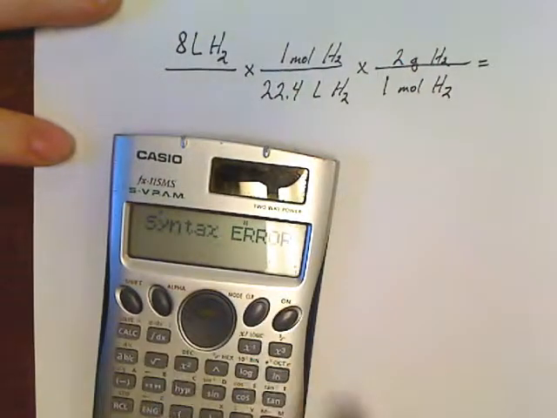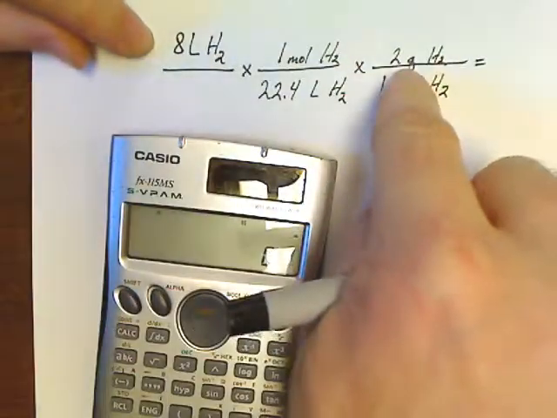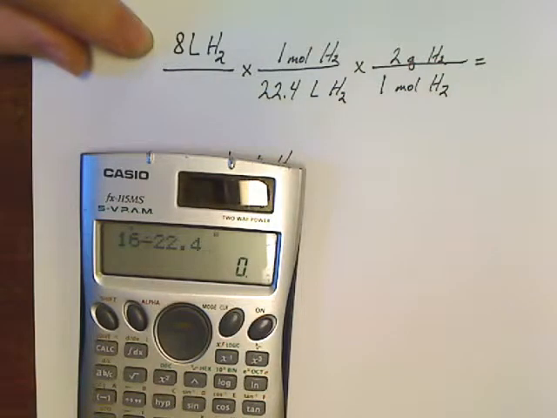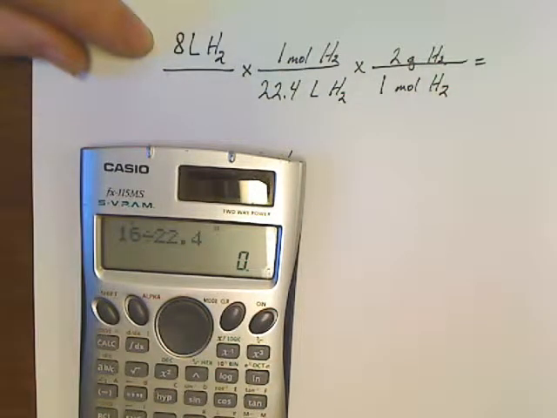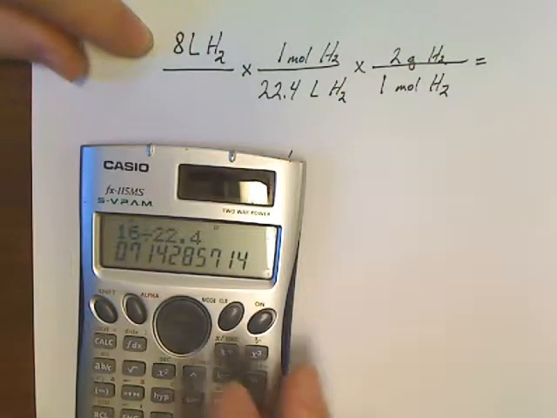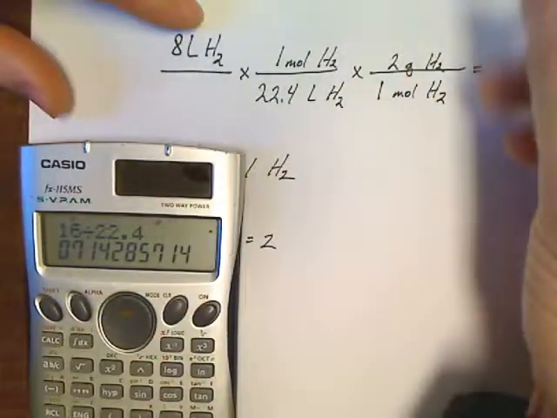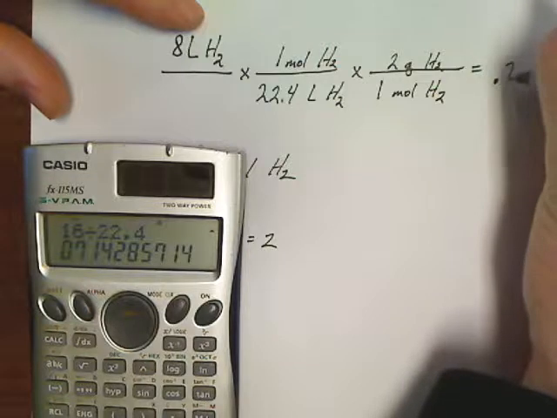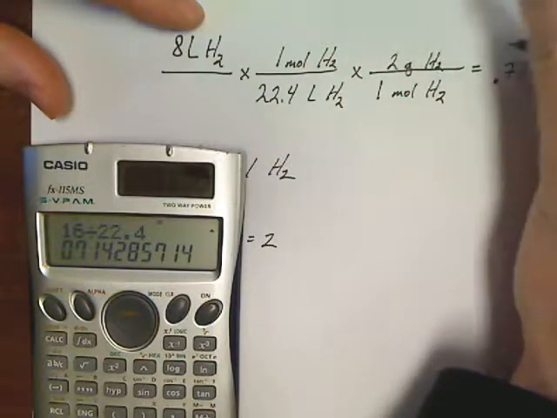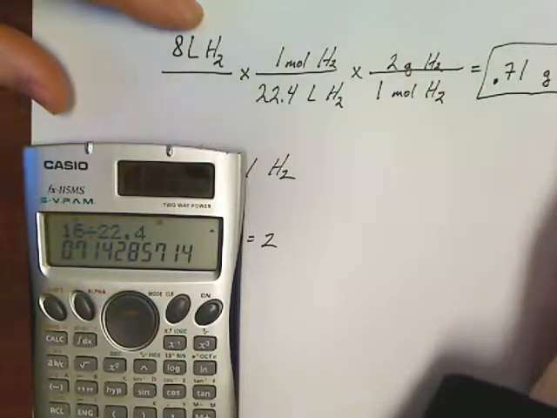So all we've got to do is look across the top. 8 times 2 on top. So we've got 16 divided by 22.4. I'm going to go ahead and take a guess before we hit this. 16 divided by 22.4 is 0.77? 0.71. Dang, so much for my guess. I got pretty close though. 0.71 grams of H2. And I'm going to put my box around that.